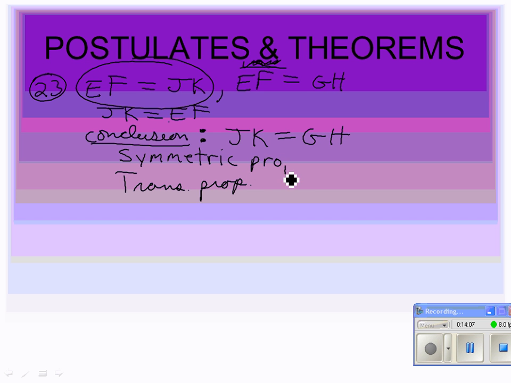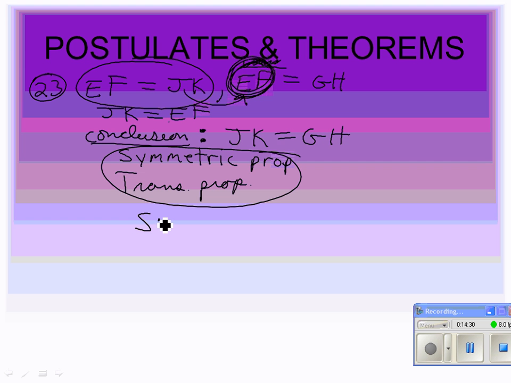Now, the other thing you could have used, if you wrote it that way, that's fine. That's not really the way they wanted you to go. The way they wanted you to go, if you know EF equals JK, EF equals GH, well, in place of EF right here, what could I stick in? JK. What property did I use there? When I stuck something in place of something else, what's that called? Substitution. Substitution property. That's what they actually probably wanted in this case.